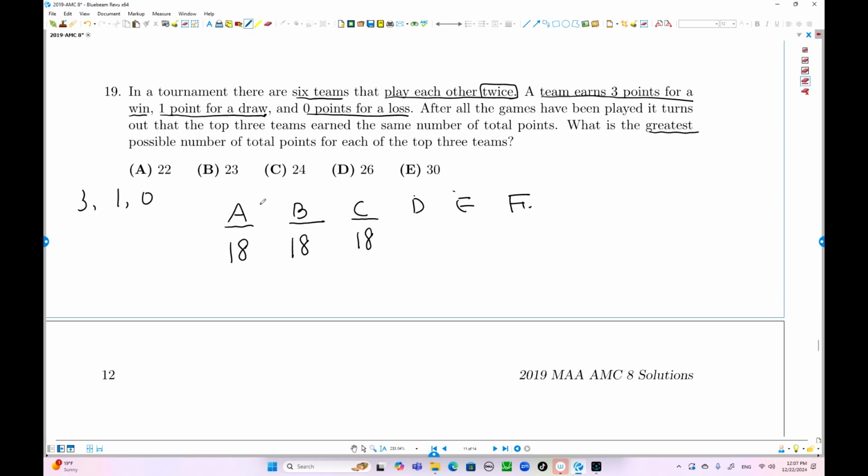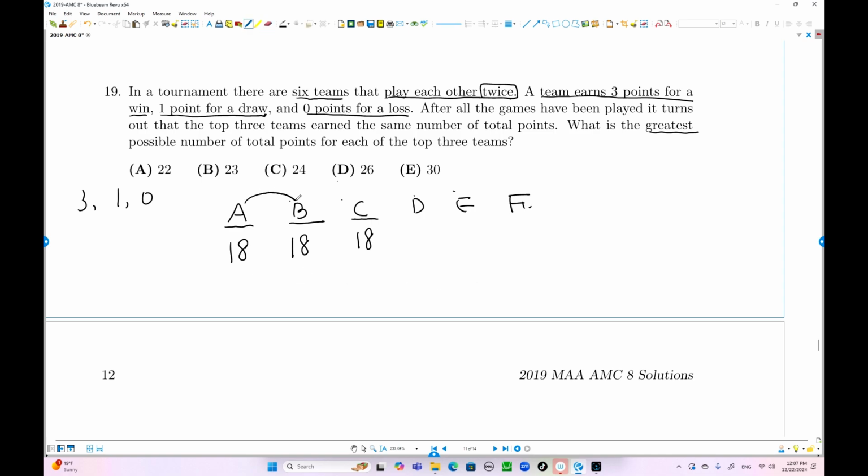If they draw, 1 point, but 2 games is 2 points, right? This is another draw, 2 points. Okay, so this one total is 4 points. This is also 4 points, right? This is 2, another over here, 2, 4 points. This is also 4 points. But the total is what? 22. Now check out the next one.